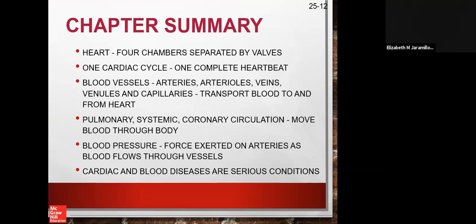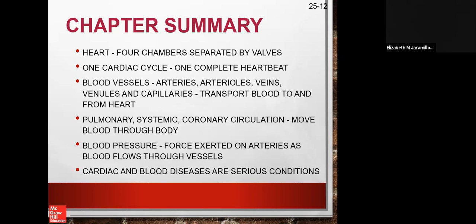And that is pretty much your chapter 25 in a nutshell. Here is just like a little bit of an overview. So your heart has the 4 chambers and they are separated by the valves. You're going to want to know the 4 chambers and the names of each valve. You're going to want to know how the blood flows through the heart. What is the path that the blood takes as it travels through the heart?